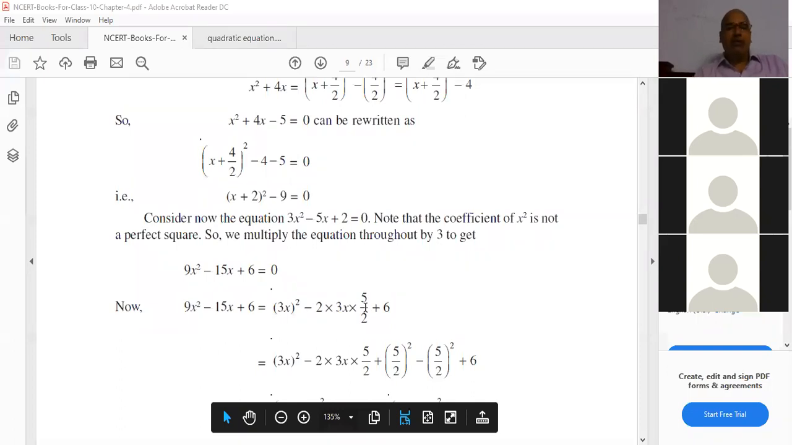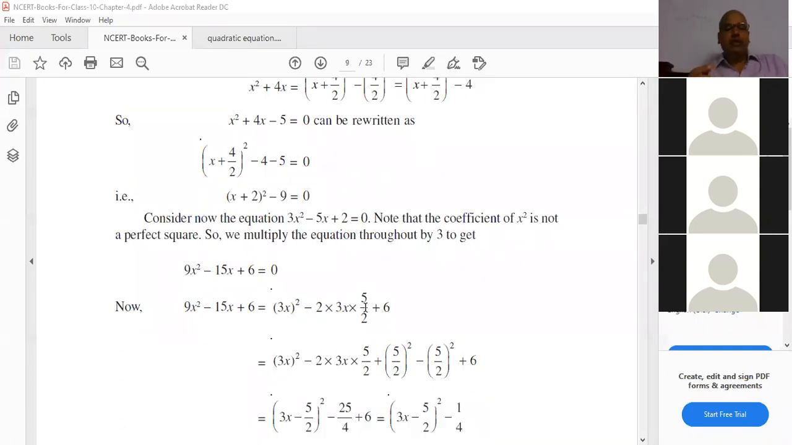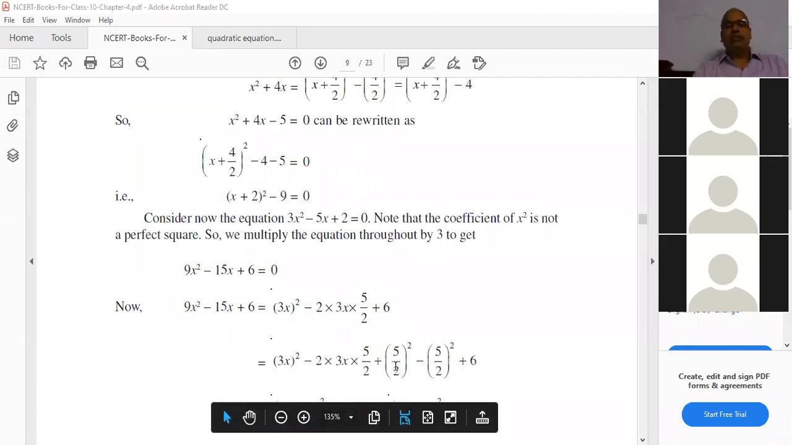Then according to our formula, a square term is there, minus 2ab term is there. Which term is not there? b square is not there. That's why in the next step we see, he wrote in the next step, plus b square minus b square.